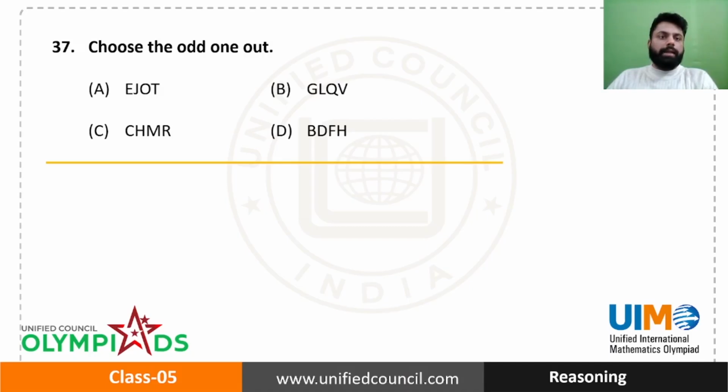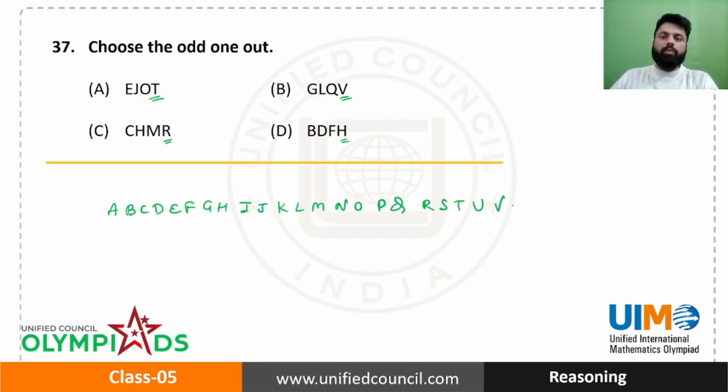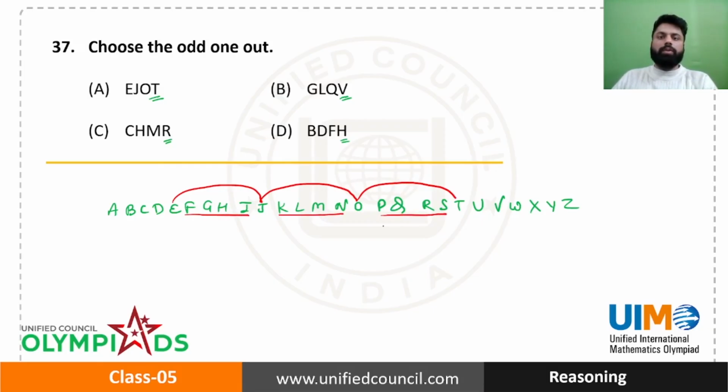Choose the odd one out. EJOT, GLQV, CHMR and BDFH. So for this, A, B, C, D, E, F, G, H, I, J, K, L, M, N, O, P, Q, R, S, T, U, V, W, X, Y, Z. E, J, O, T. 1, 2, 3, 4, 1, 2, 3, 4, 1, 2, 3, 4. There is a gap of plus 4. Let's talk about the other part.